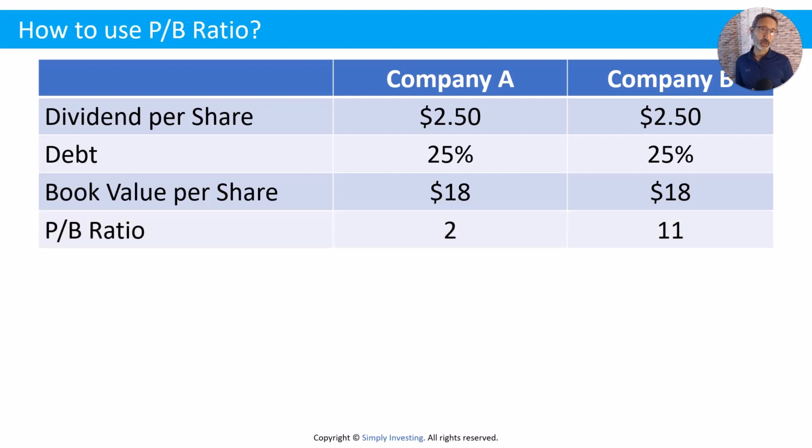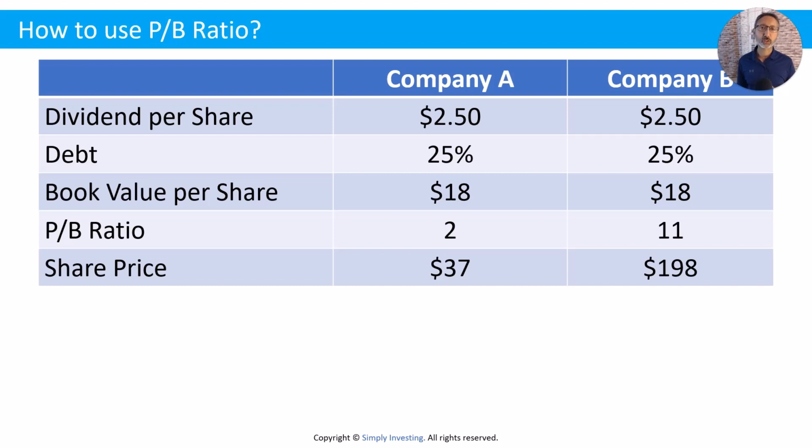Now let's take a look at the PB ratio. Company A has a PB ratio of 2. Company B has a PB ratio of 11. And remember what I said earlier. When you're looking at the PB ratio, let's take a look at company A. It's 2. That means that for every share that you buy in company A, you are going to be paying 2 times what its book value is today per share. For company B, you're going to be paying 11 times what the book value is per share. So now let's take a look at the share price. And you can see that company A is trading at $37 a share. Company B is trading at $198 per share.